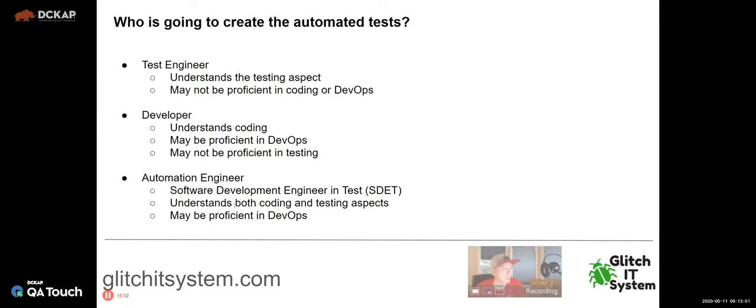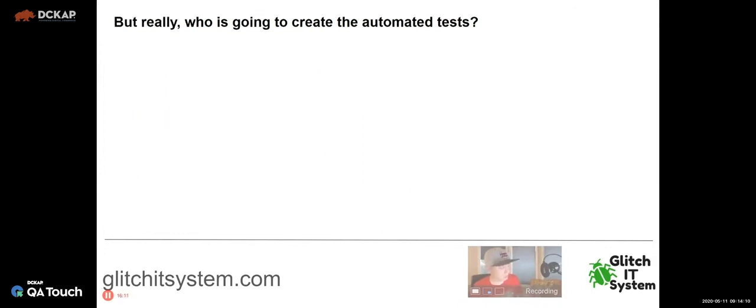So they understand coding and testing aspects, but may be proficient in DevOps. DevOps is going to be pretty important because you're going to be running your tests in automated pipelines. If you have to push the button to start the test every single time, then it's not totally automated. So that DevOps thing is going to become pretty key going forward.